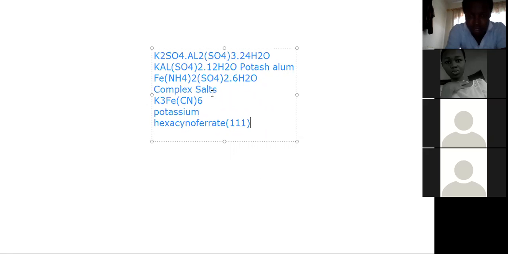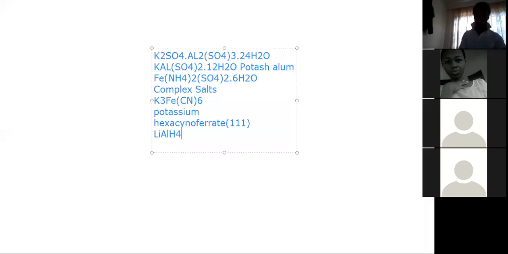You can also have lithium aluminium hydride, LiAlH4. You normally see it in your exams. Who can name this one for me?